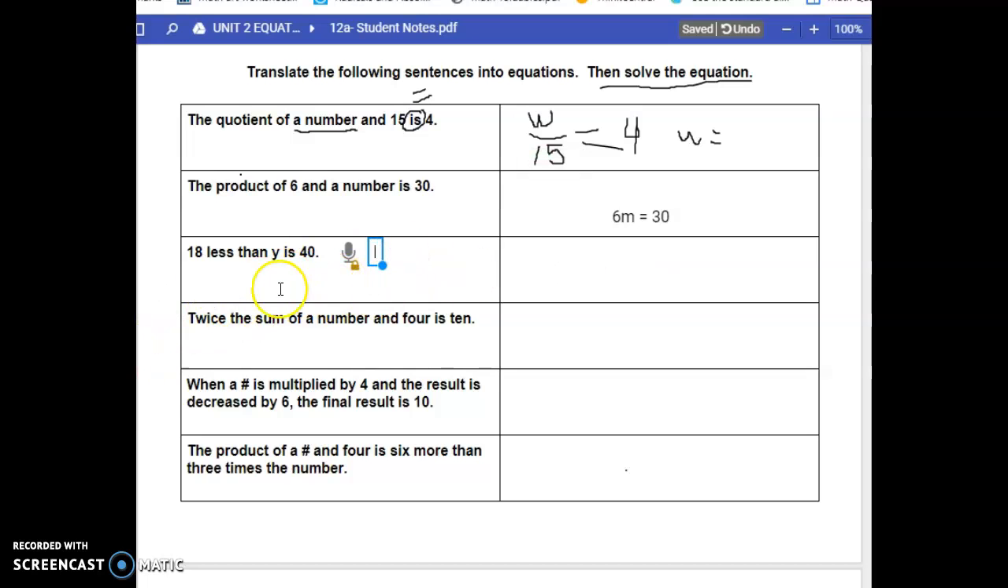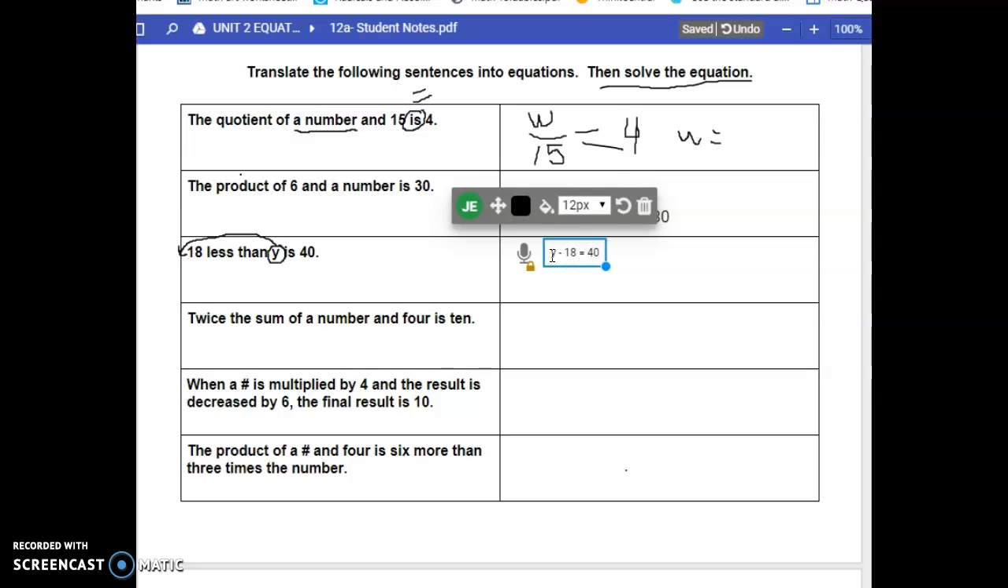Oh, yay. We have our less than again. So 18 less than y is 40. Again, I have to know what y is first before I can take away the 18. So this should look like this. Y minus 18 equals 40. Know what you have first before you can take away the 18 and solve it and tell me what y is.